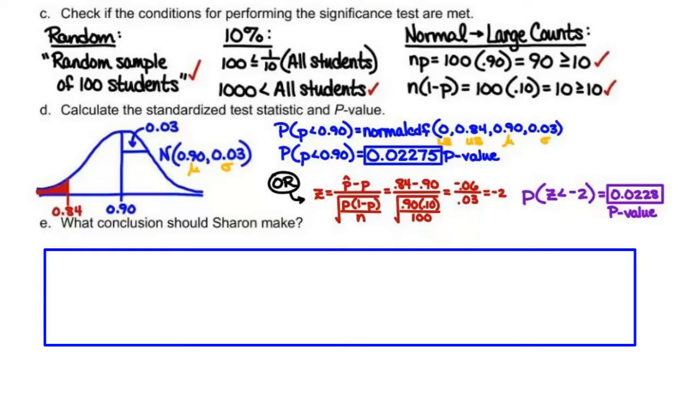We have convincing. You're doing great so far. We have convincing evidence that less than 90% of students in Sharon School can identify smells. Yes. And so do we reject, fail to reject, or accept? Fail to reject. The P is low, so reject.